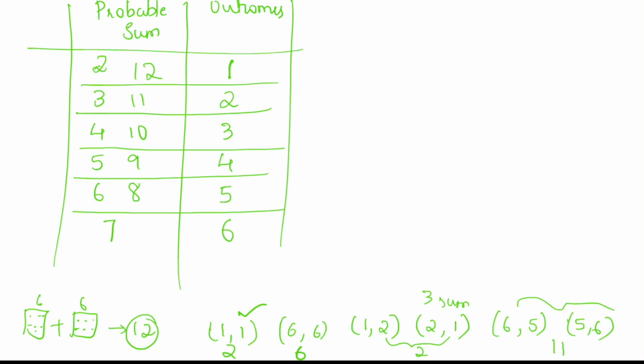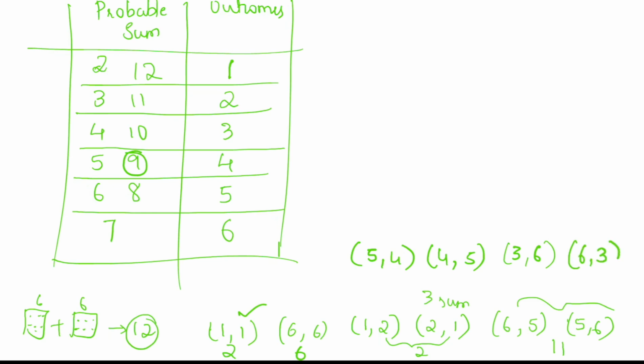If you remember this table, you can solve any dice problem. Now let us check. If we want 9, how do we get 4 outcomes? What adds up to 9? 5 and 4, 4 and 5, 3 and 6, 6 and 3.